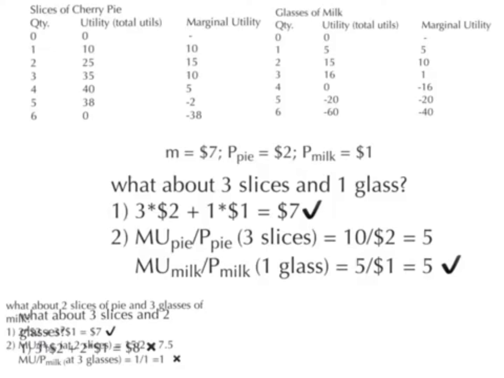Again, we first check our budget constraint. 3 slices of pie at $2 a piece is $6 on pie. 1 glass of milk at $1 a piece is $1 on milk. And there we have it. We meet our budget constraint requirement. So then we can move on to the marginal utility per dollar requirement. And in fact, if we look at the marginal utility per dollar requirement, again, at 3 slices, the marginal utility of pie is 10, divided by the price of pie, $2, and we get marginal utility per dollar of 5. At 1 glass of milk, we see that marginal utility is 5, divided by the price of milk, $1, and bingo, we have an optimal allocation.